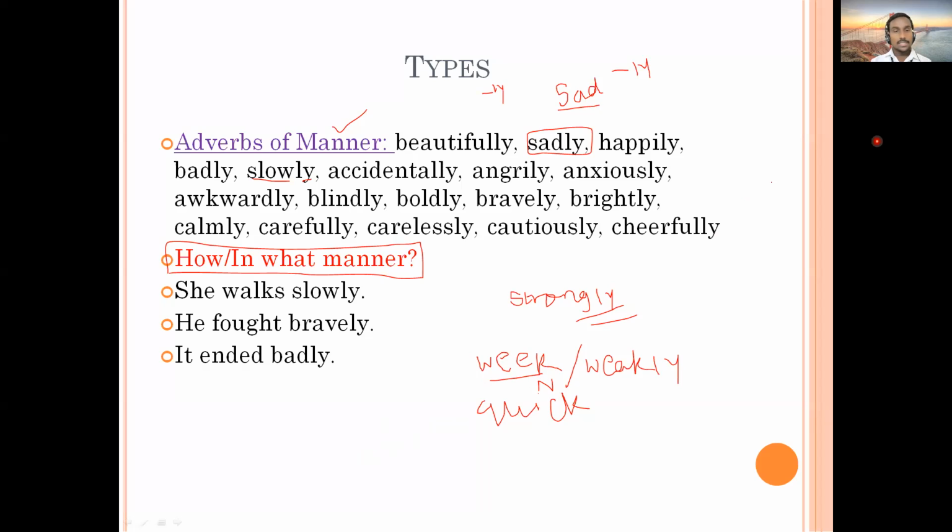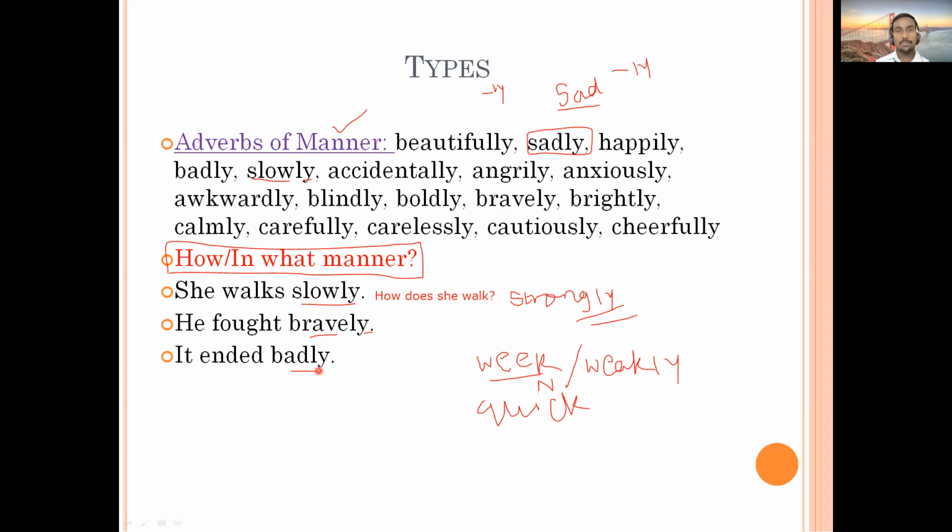All right, so see some sentences here. She walks slowly. The word slowly is an adverb of manner. If you are going to ask a question, it can be like this: How does she walk? You'll get the answer, slowly. And slowly is an adverb of manner. He fought bravely. In this case also, brave, bravely. It ended badly. So bad, badly. This way we can use adverbs.